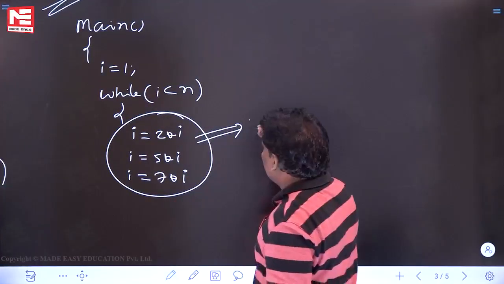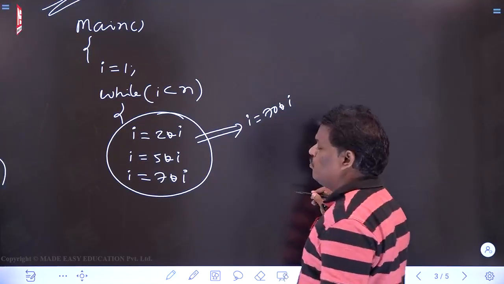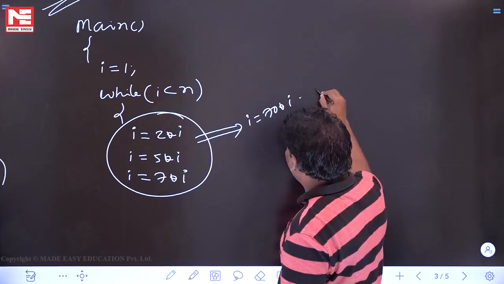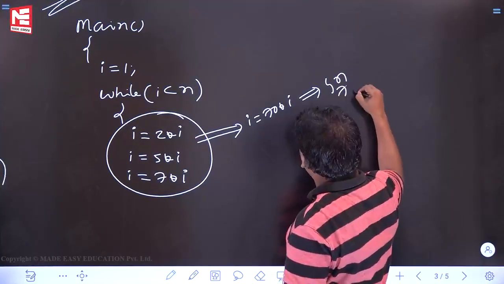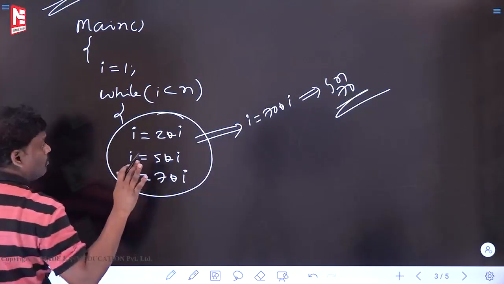Until now, what is the answer? It goes to i = 70 * i: first times 2, times 5 is 10, times 7 is 70. So it is going to be i = 70 * i. Finally, the answer is log n base 70. Everyone knows the answer of this problem until now is going to be log n base 70.